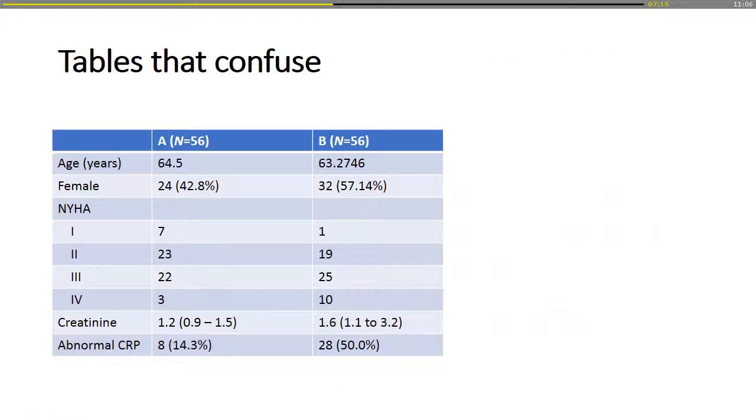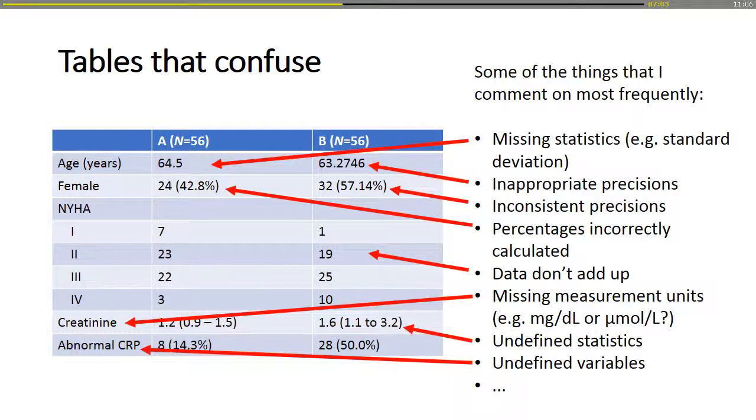The same type of approach applies to tables. This is just a fictitious table that might be submitted to the European Journal, and this type of table would attract a large number of comments from a statistical reviewer. So just to name a few, we've got missing statistics. In this case, if you're going to report a mean, we want the standard deviation. It's got inappropriate precisions. It's got inconsistent precisions.